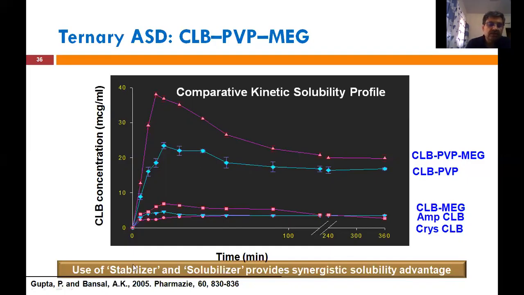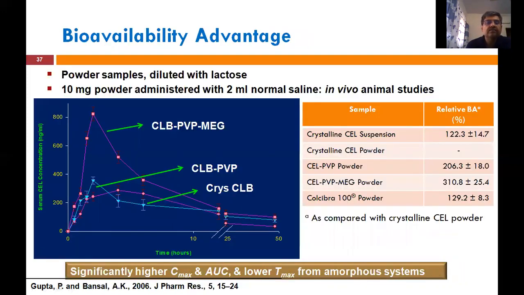The meglumine was found to act as a stabilizer as well as a solubilizer and provide synergistic advantage in the solubility of celecoxib. The bioavailability studies confirmed the findings of the solubility study, wherein this was the curve that was achieved in the animal bioavailability study, this sky blue color curve from the binary system, whereas there was a very significant increase in the oral bioavailability for the ternary amorphous solid dispersion.